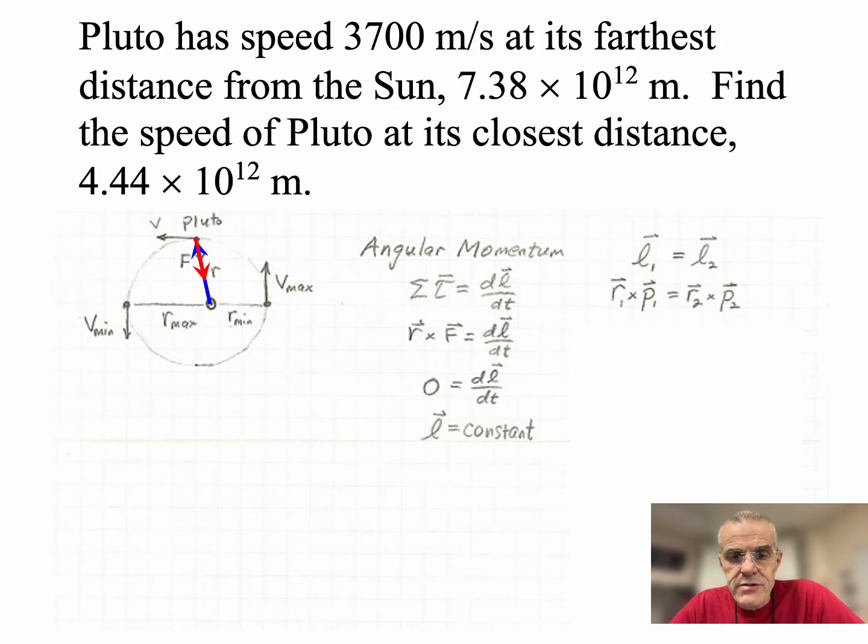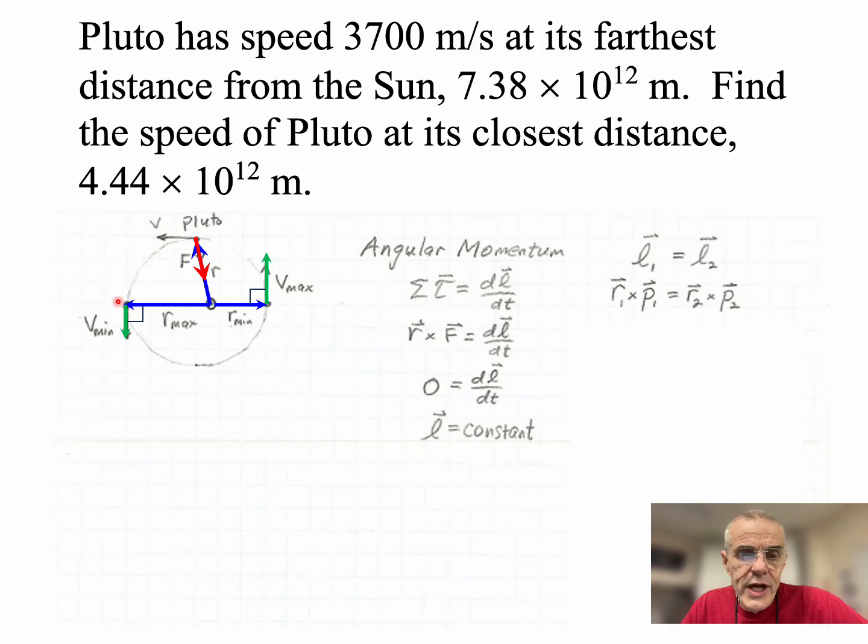Angular momentum is the cross product of those two quantities. So that product should stay the same as Pluto goes around the sun, really at any point. But we're going to focus on the two points, R-min and R-max. And that makes our life easy. Why? Well, those points, R and V, are perpendicular. So I'll emphasize that over here in my diagram.